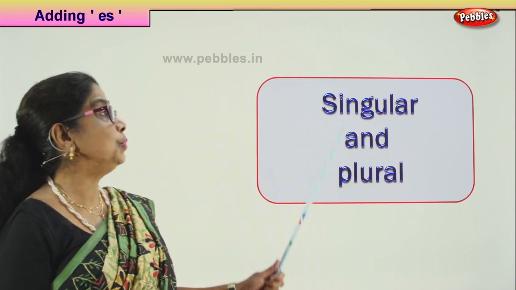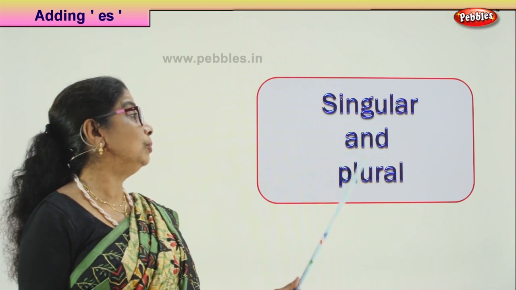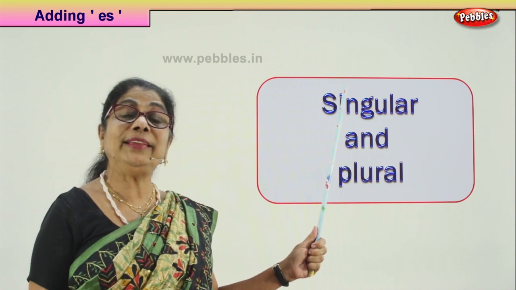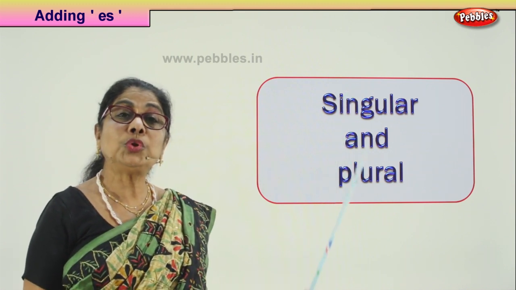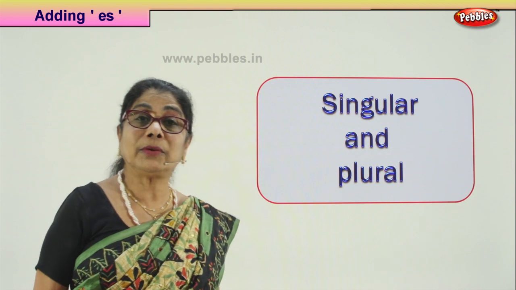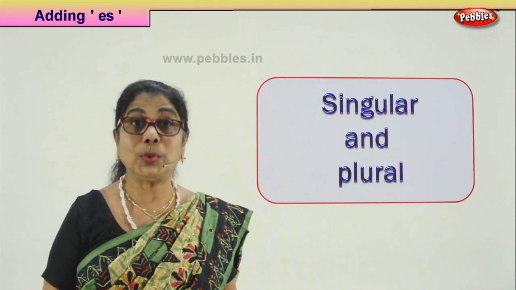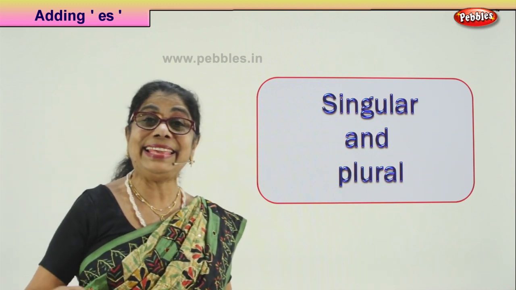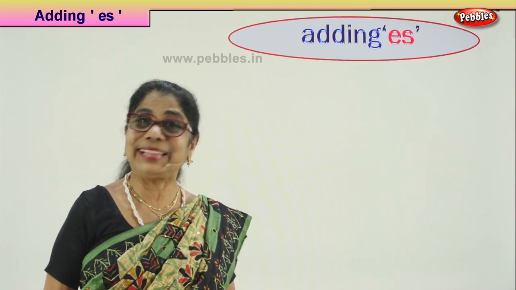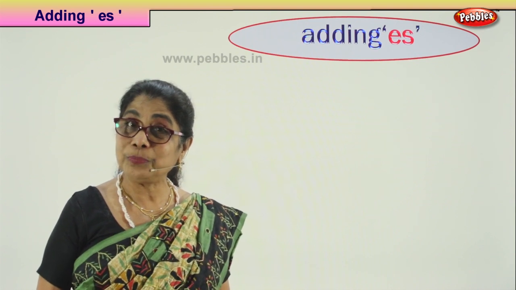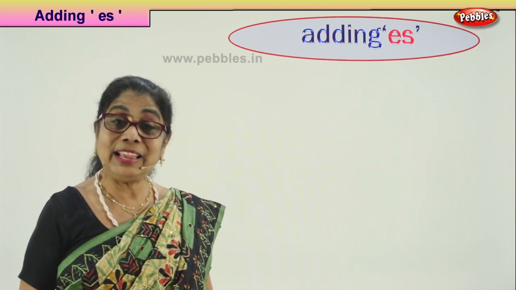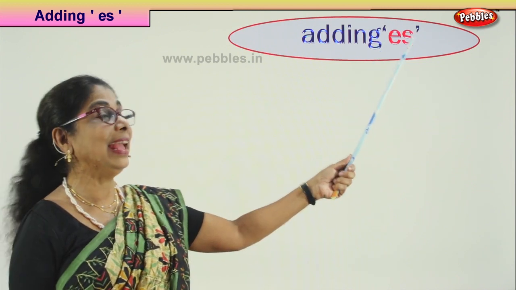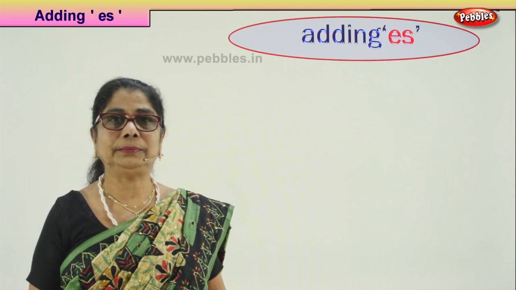Let us do singular nouns and plural nouns. How do we change the singular noun to plural nouns? That's what we are going to do now. You form the plural by adding es to the singular. Yes? Shall we do that now? To the singular noun, to make plural, you add es to the singular.